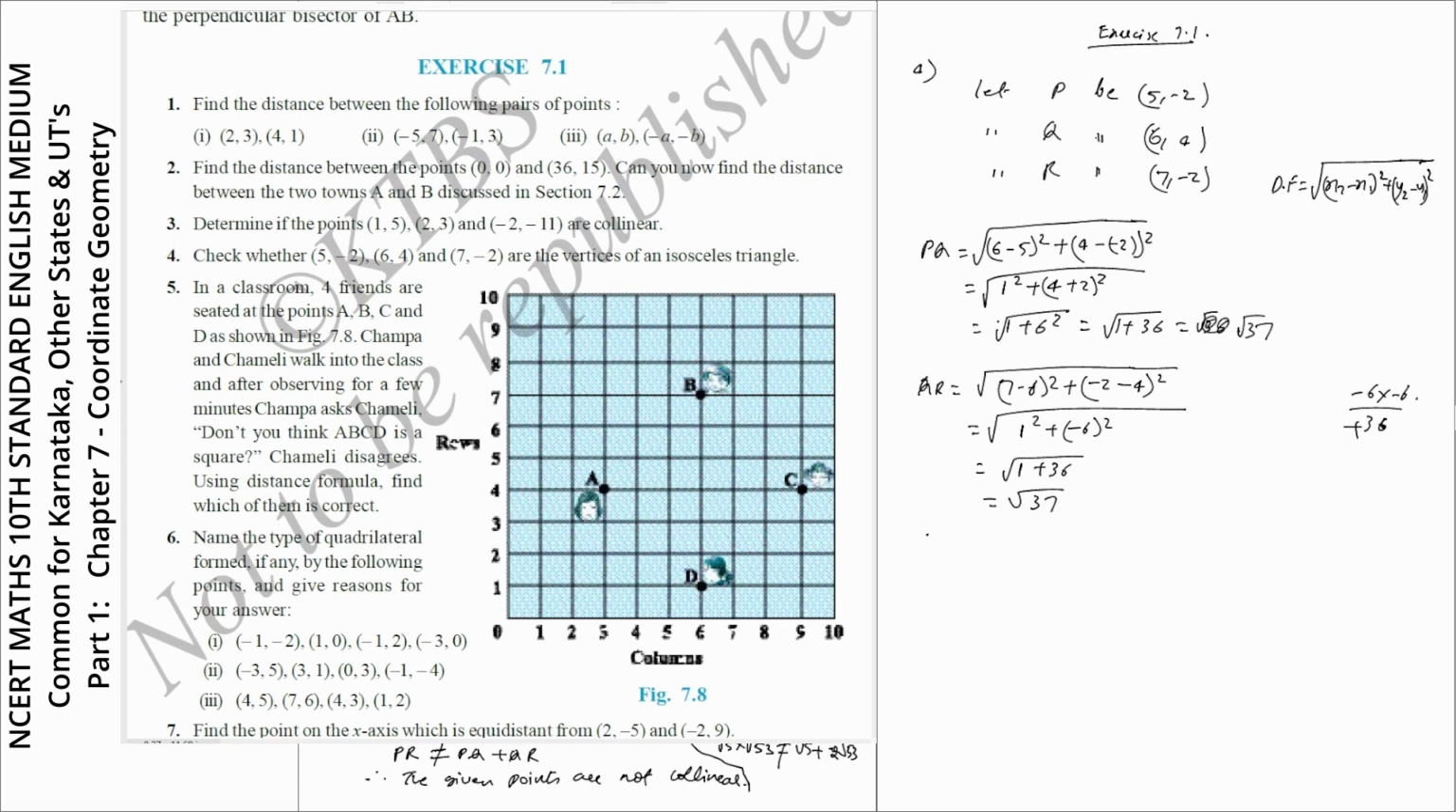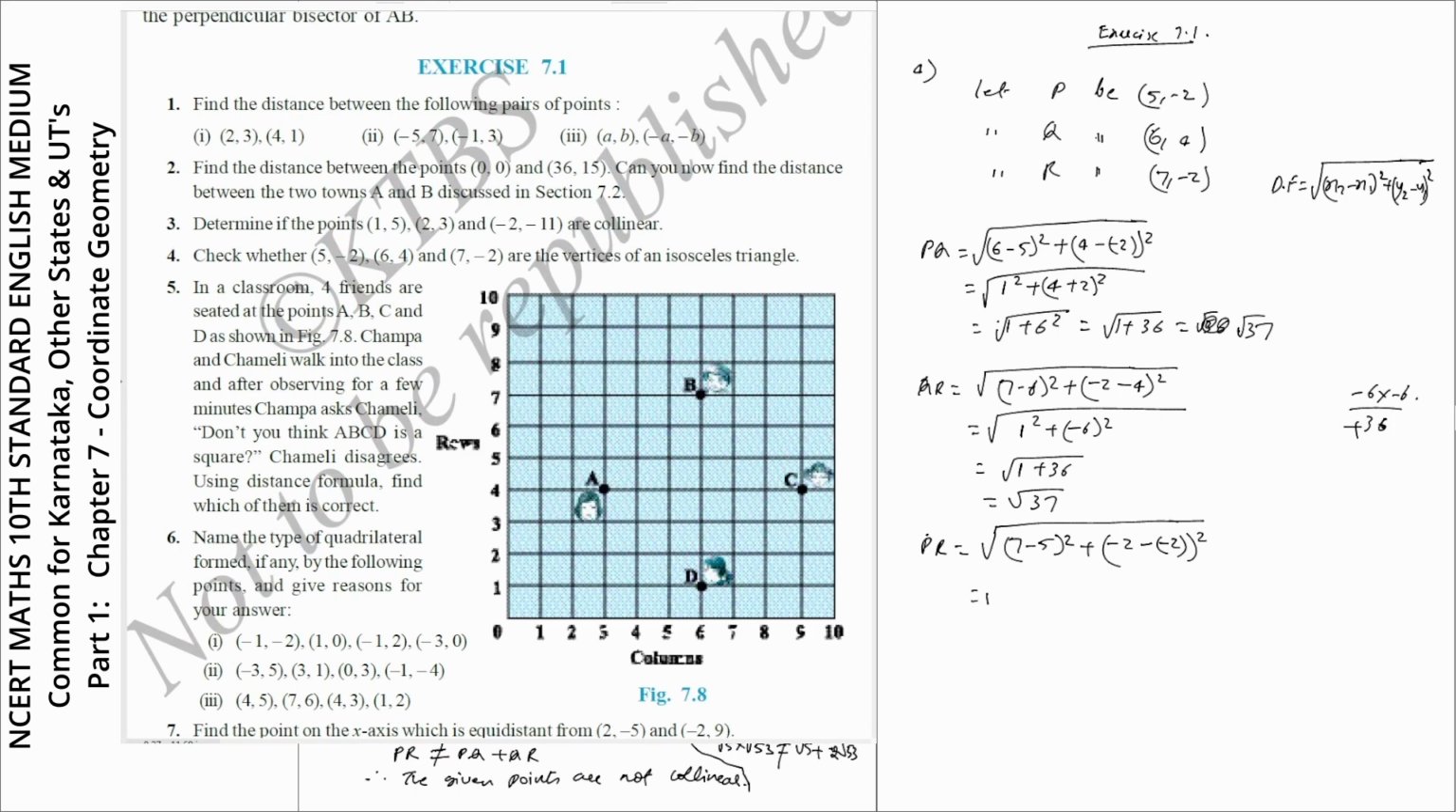Then what is PR? PR is equal to the square root of (x2 minus x1) the whole square, that is (7 minus 5) the whole square, plus (y2 minus y1) the whole square. So y2 I have taken as minus 2 minus of minus 2, the whole square. Like this I'll get. Between P and R, for P, x1 and y1 are 5 and minus 2, and for R, x2 and y2 are 7 and minus 2.